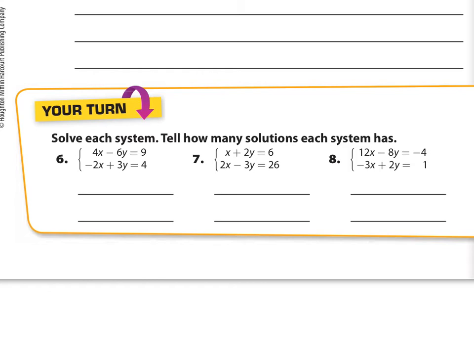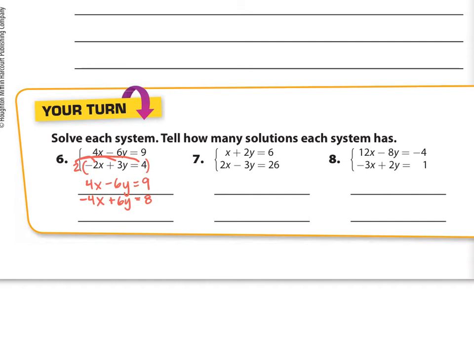And since I want to eliminate the x's, my LCM of those two is 4. So I want to make both of them a 4x, and negative 4x is also fine. So I need to multiply this equation by 2 to make that a 4x. So I'm going to copy my first equation, 4x minus 6y equals 9. Didn't do anything at all to the first equation. When I multiply 2 times everything, I get negative 4x plus 6y equals 8.